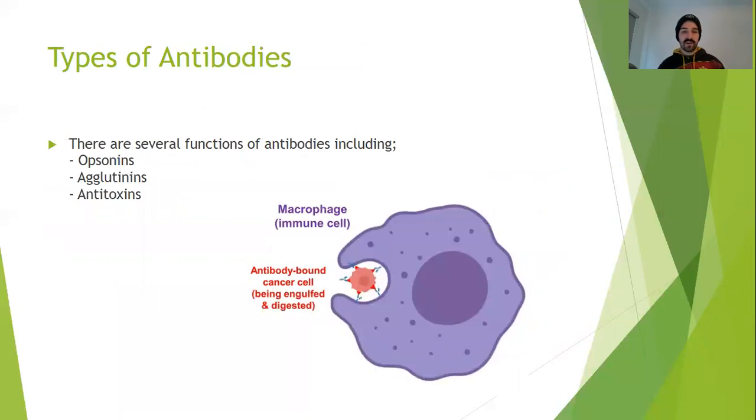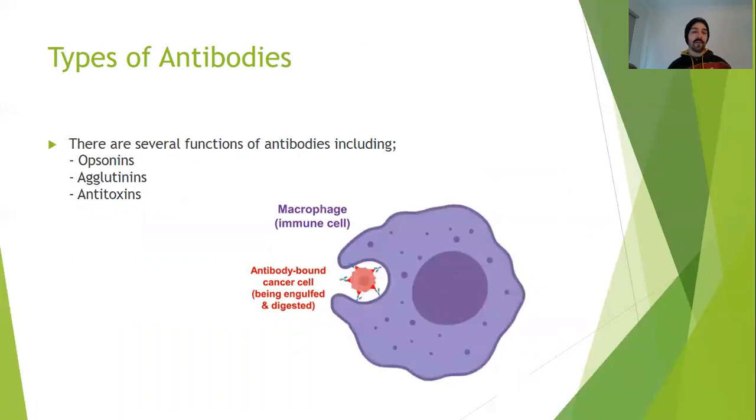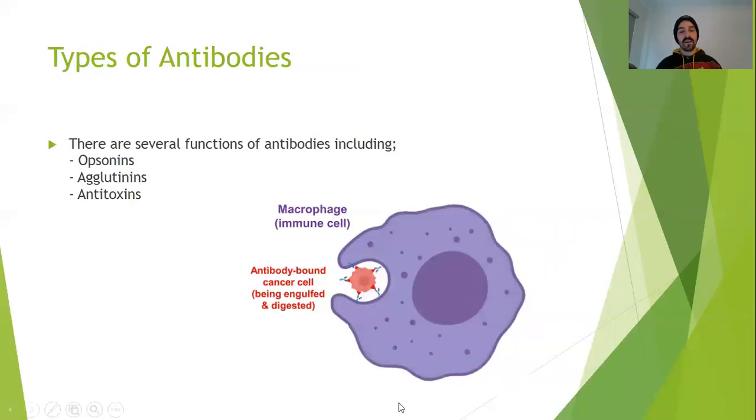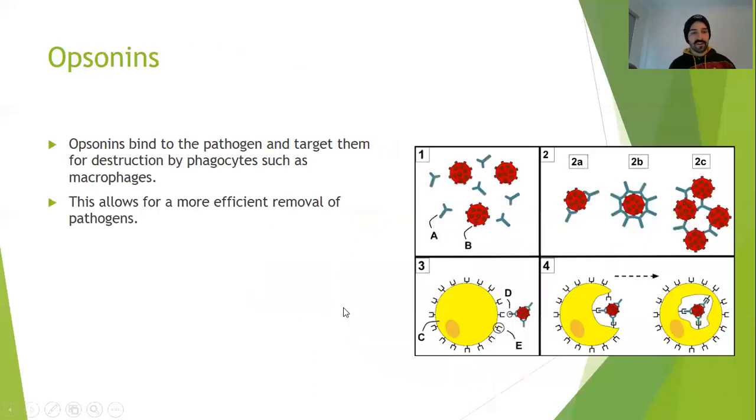We've got opsonins, agglutinins, and antitoxins. They're just different types of antibodies, and they all do a slightly different role, but primarily they're all involved in targeting a pathogen inside our body. You can see here, we've got a macrophage, for example, engulfing a cancer cell that's covered in antibodies. So the first one we'll talk about is opsonins. These basically just bind to the pathogen, and they target them for destruction by phagocytes such as macrophages.